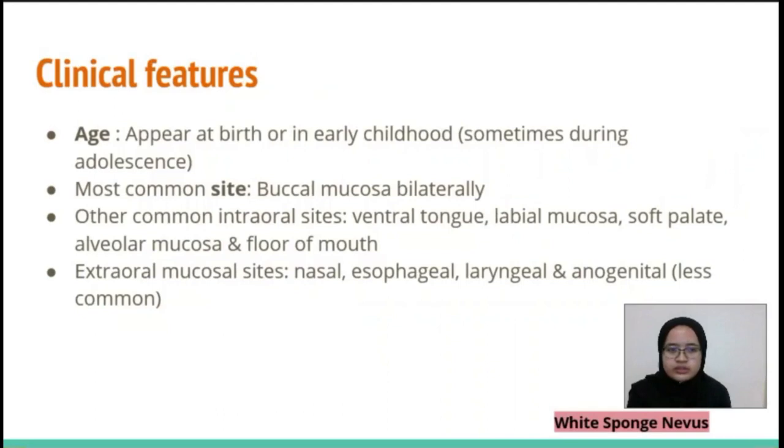So the clinical features for white sponge nevus. The lesions of white sponge nevus usually appear at birth or in early childhood, but sometimes the condition develops during adolescence. The most common site is the buccal mucosa bilaterally. Other common intraoral sites include the ventral tongue, labial mucosa, soft palate, alveolar mucosa, and floor of the mouth. Extramucosal sites such as the nasal, esophageal, laryngeal, and anogenital mucosa appear to be less commonly affected.